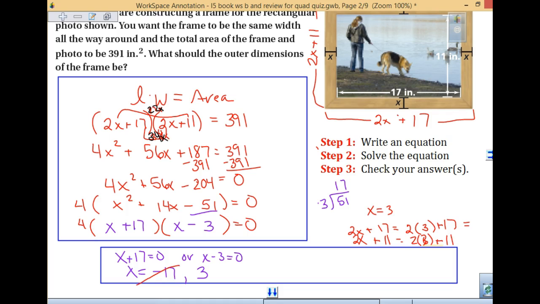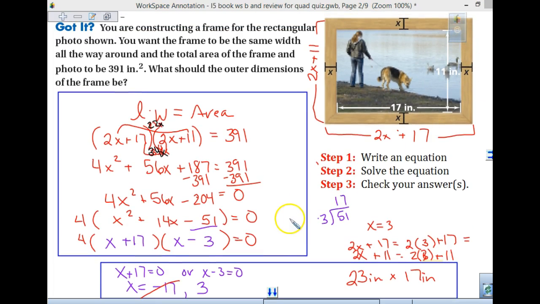should be, Tate, what are we ending up with? 43 and 17. Okay, so I'm going to say that my dimensions are 23 inches by 17 inches to answer the question, okay? So, if we were going to check, I want you to go back here. It says, check this answer. And you've solved this problem. We got x equals 3 and you don't think it's right.